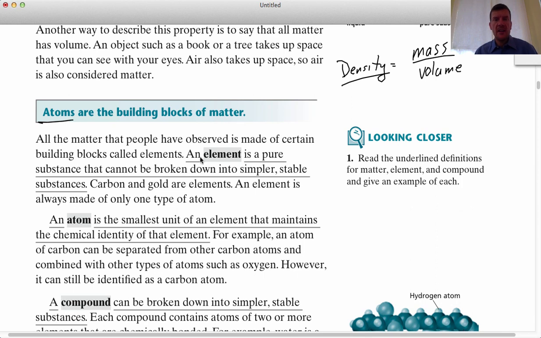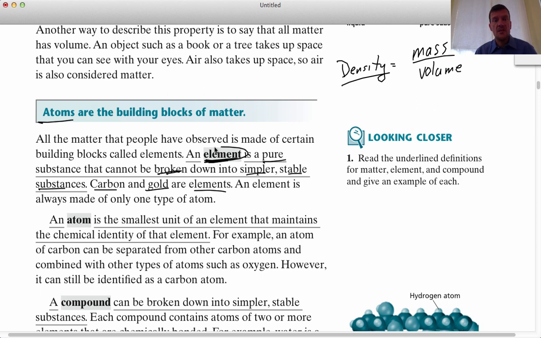You probably already know, but atoms are the basic building blocks of matter. There are subatomic particles and even particles more minute than that, but atoms are the basic building blocks of matter. And an element is going to be any material that is a pure substance. It's made up of only one type of atom. So it's a pure substance that cannot be broken down into simpler or more stable substances. So for example, carbon and gold are elements, and those are all going to be on the periodic table.